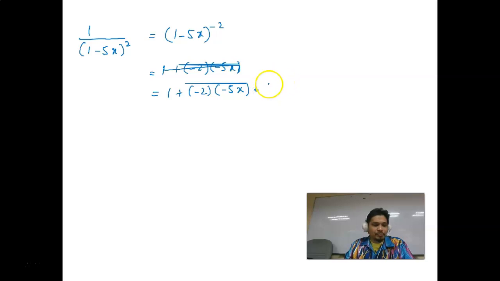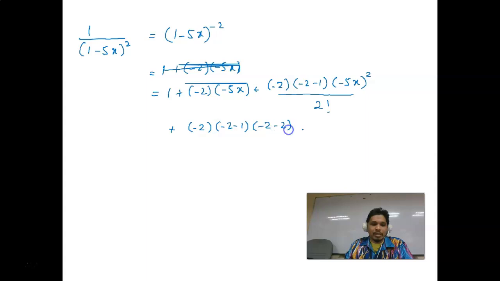Plus with negative 2, negative 2 minus 1, and then negative 5x squared divided by 2 factorial, plus with negative 2, negative 2 minus 1, negative 2 minus 2, negative 5x cubed divided by 3 factorial.